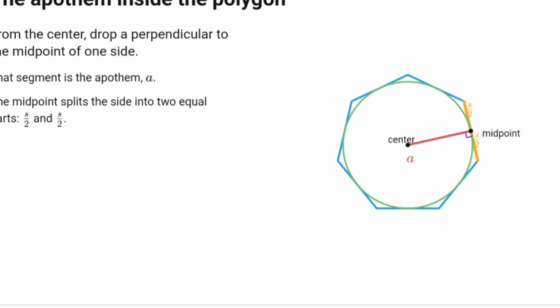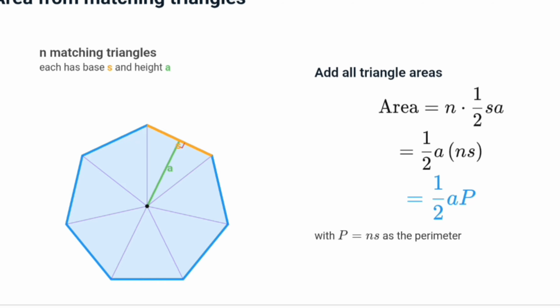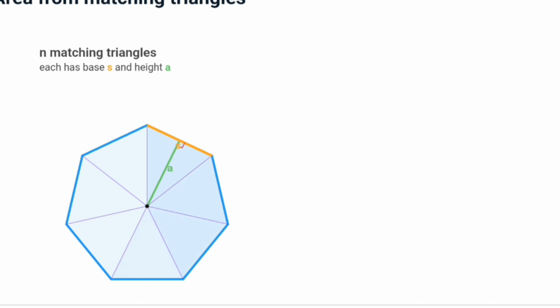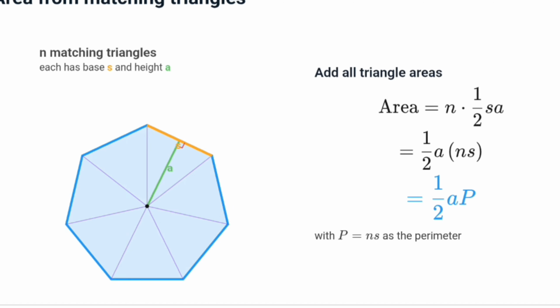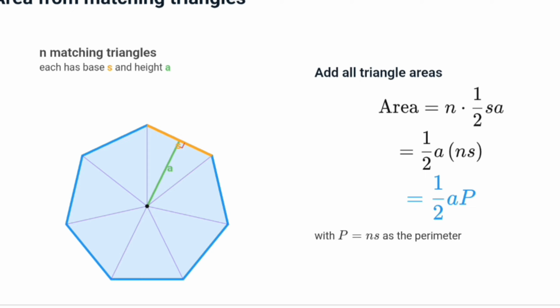To prepare for area, the apothem is the perpendicular segment from the center of a regular polygon to the midpoint of a side. It also acts as the radius of the inscribed circle and cuts that side into two halves. With the apothem reaching each side, the polygon can be split into n matching triangles, each with base s and height equal to the apothem. Adding their areas gives area equals 1/2 times the apothem times the perimeter.